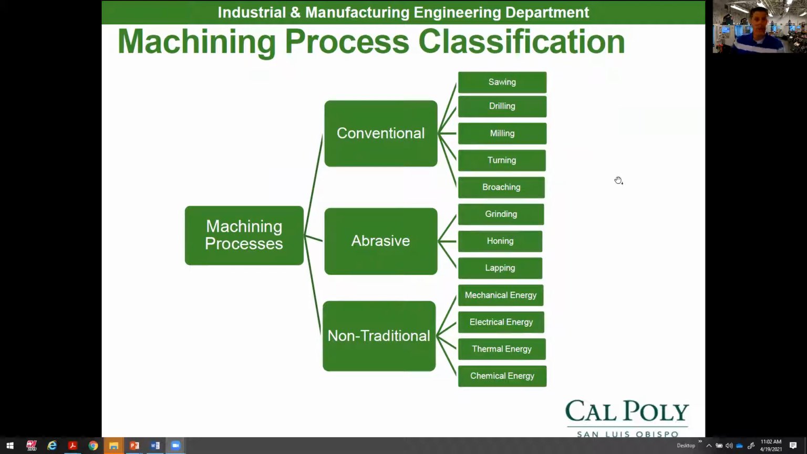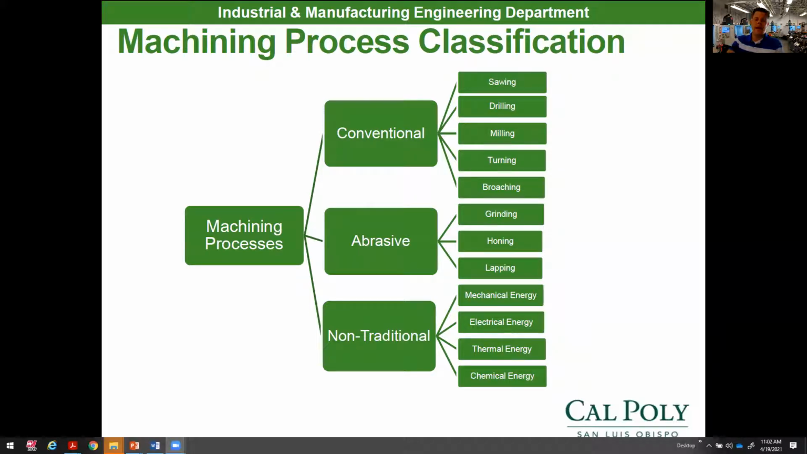So far in IME 145, you were exposed to the conventional machining processes. If you remember, those conventional processes all shear to chip off the workpiece. So they're using shear stress to shear chips off the workpiece through sawing, drilling, milling, turning, and broaching. We're going to talk about the next set of processes, the abrasive processes, after we cover the non-traditional ones. So the abrasive processes actually came second.